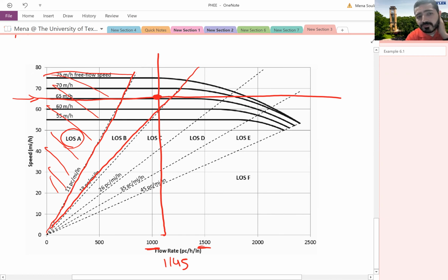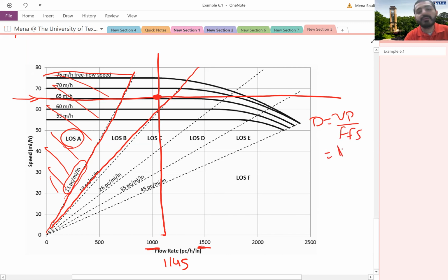Or some of you also may actually do the math and even use the numbers on these lines. So if I have a density here less than or equal to 11 passenger cars per mile per lane, that's level of service A. If it's somewhere between 11 and 18, it's level of service B. So how can you get the density? It's simple. The density is actually VP over FFS.